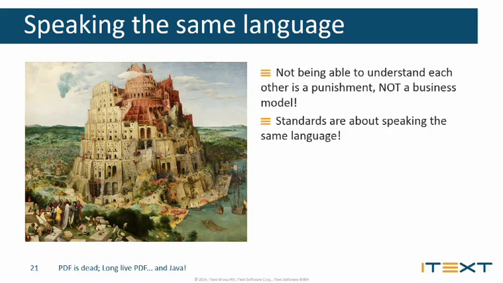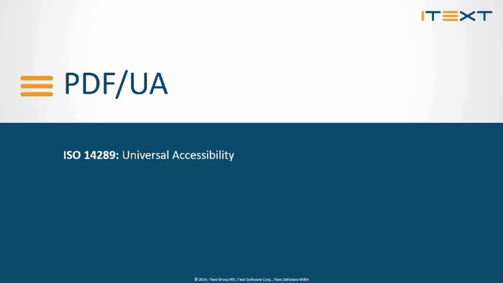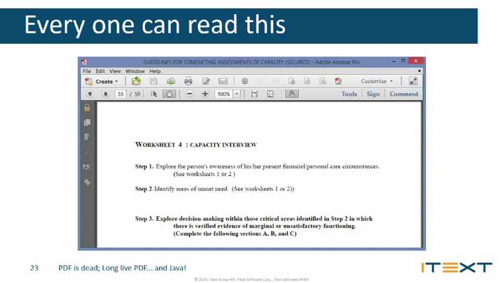I showed you the umbrella of standards very quickly. I'm going to show a couple of real business use cases of the standards. So here we have a simple PDF. It's from a manual to assess people. And everyone can read this. You see a title. You see 3 bullets, step 1, step 2, step 3.